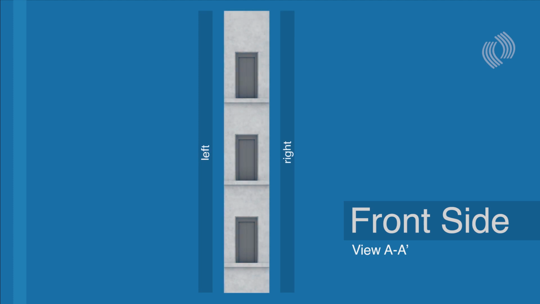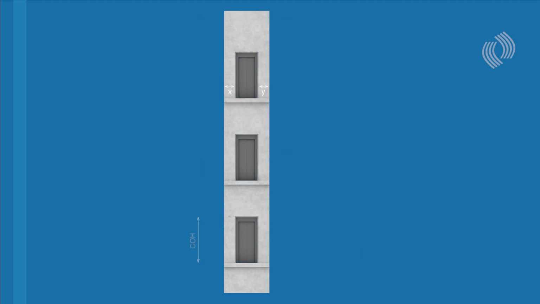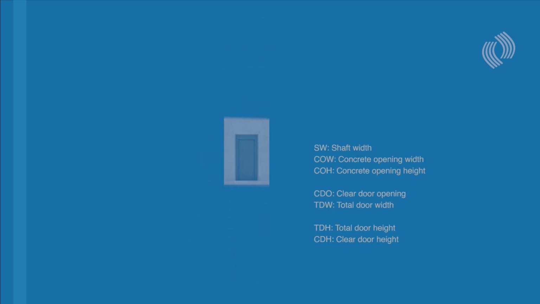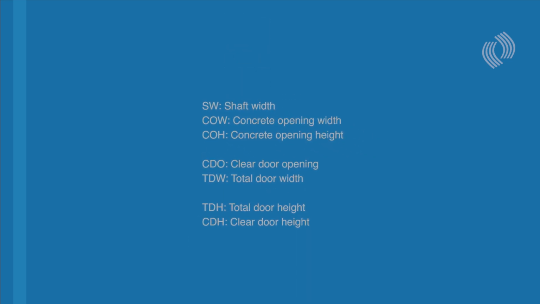You can also view the shaft in a 3D plan form. This is the concrete opening height, the total door width, the shaft width, the total door height, the clear door opening, the clear door height. Keep these terms you see in mind. You will need them later.